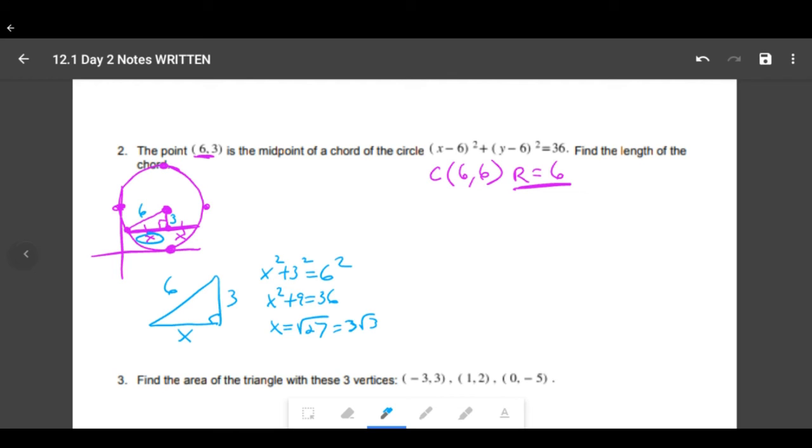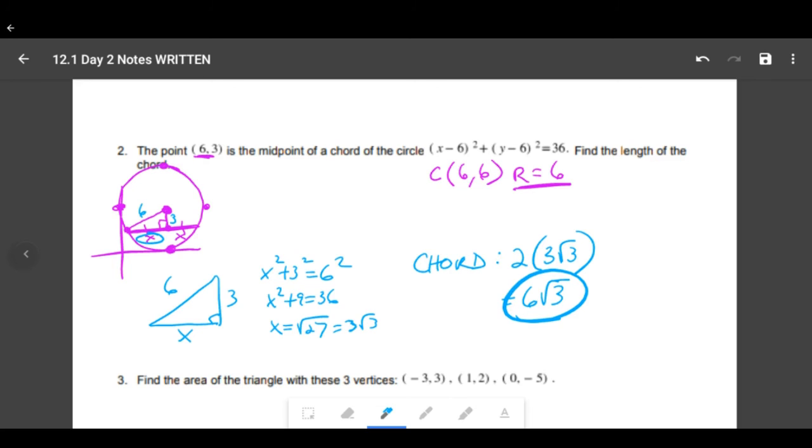Like I said, if you remember from geometry class, if you go from the center to the midpoint of a chord, it bisects it. So if I want to find the length of the whole chord, I have to double it. So it would be 2 times 3 radical 3, and I'm going to get a whole length of 6 radical 3. It didn't give me units, so I can just leave it as 6 radical 3. All right, so there we go.